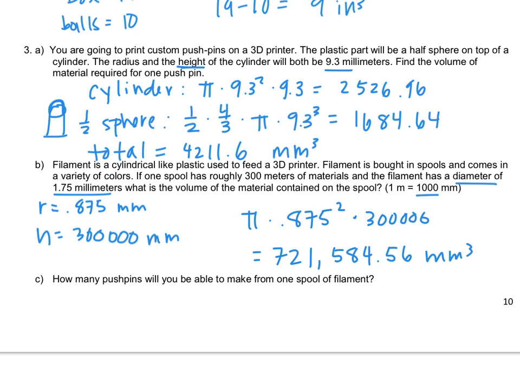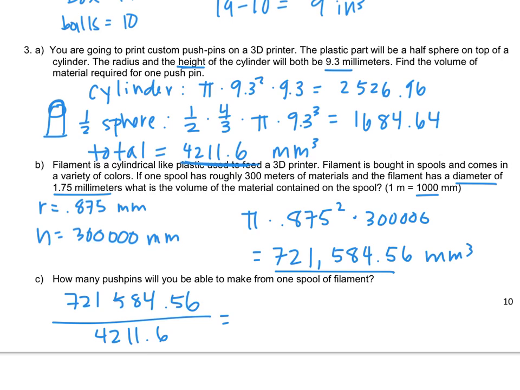All right, so how many push pins can we make from one spool of filament? So we know one push pin needs our first answer, the 4,211, and one spool of filament is our second answer. So to get how many we're going to be able to make, we just divide. So divide those two numbers and we get 171.3 push pins. But because we can't have 1/3 of a push pin, I'm just going to round that to a whole number. All right.